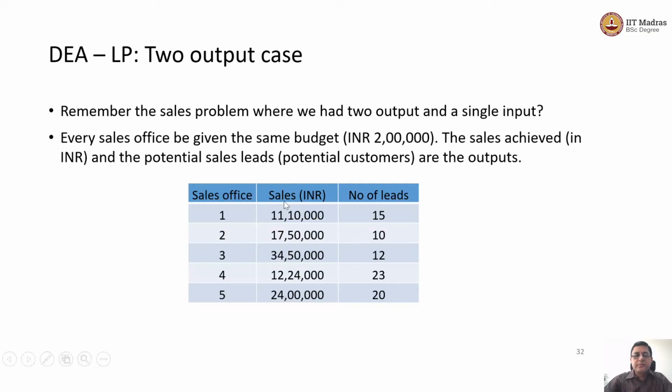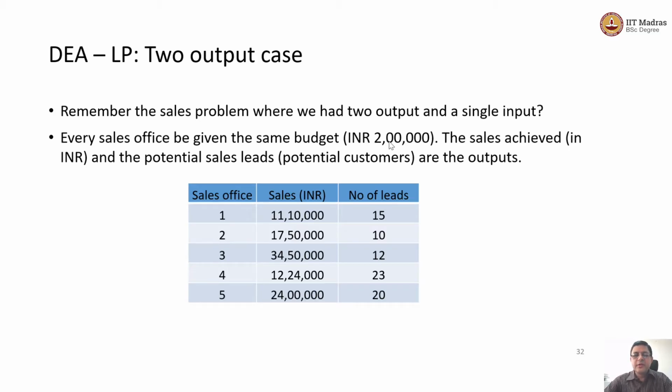So this was the data. This was the data that we had used for this case where we have two outputs. Sales is an output, number of leads is an output, and only a single input, which is the budget, and actually it is the same for all the DMUs. It is the same for all the 5 DMUs, all the 5 sales offices. How would we formulate such a problem?